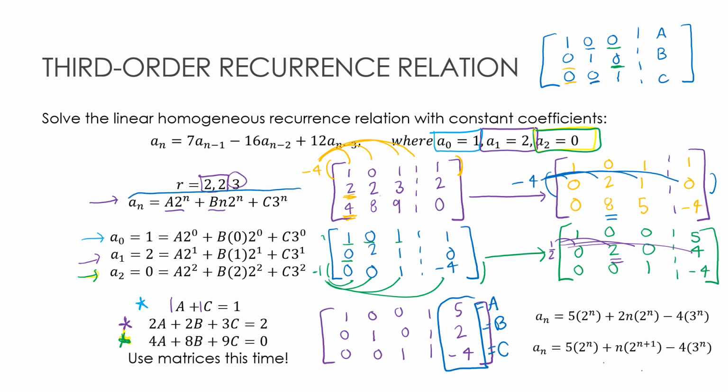So now I'm going to take this equation and replace A with 5, B with 2, C with negative 4, and then do any simplification that I need to do, and that is my final solution.